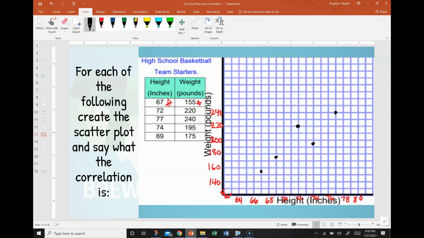Okay. I'm going to go ahead and say this is a pretty strong, because it's almost a perfect straight line, positive correlation, which we would expect because if you're taller, you should probably weigh more to carry around all your height.